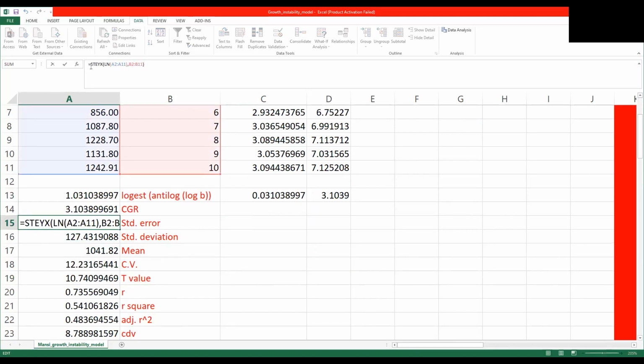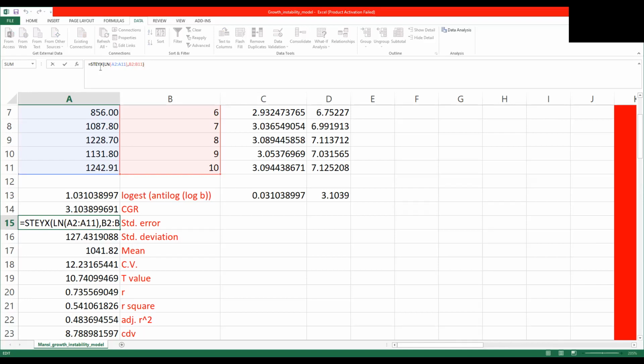We have used the STEYX function, that is the standard error of y given x. This is of the linear regression estimates where we predict y using x. In linear regression, we predict y using x. So here STEYX, standard error of y given x. But this is not the standard error of growth rate.